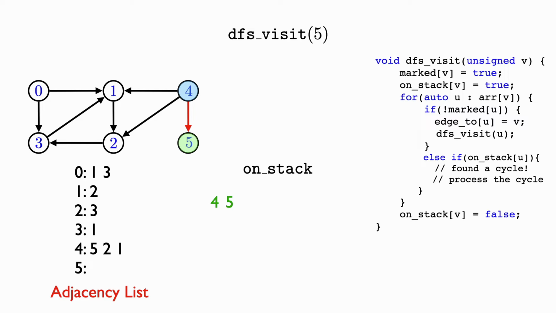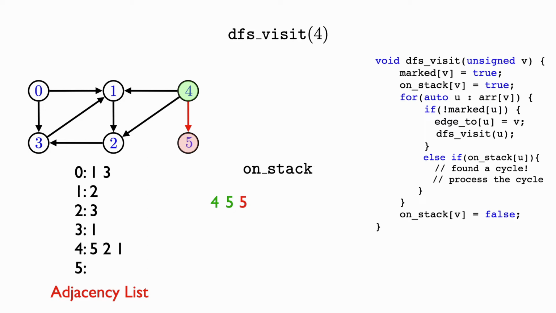Now vertex 5 has no out adjacent vertices, so there's nothing to do in the for loop in DFS visit on vertex 5. So vertex 5 goes back off the stack, and the call to DFS visit with vertex 5 terminates. So I indicate this with the red 5 there. So vertex 5 has gone off the stack. And we color vertex 5 red to indicate that the call to DFS visit on vertex 5 has terminated. Okay, so now we return to the call of DFS visit on vertex 4. So I indicate that by putting vertex 4 green again, and we continue in the for loop with vertex 4.